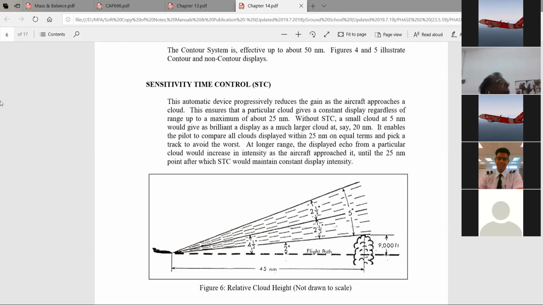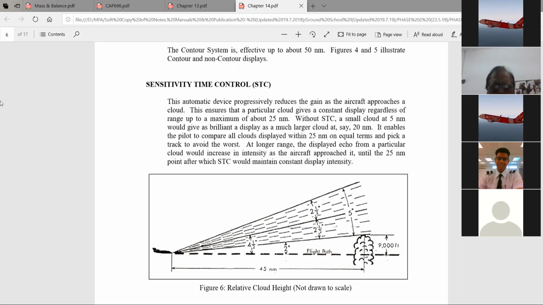Can we discuss this? This is called finding the height of the top of the cloud. What you have to do is, once you pick up a particular weather, you rotate the tilt in such a manner that the top of the cloud touches the lowest part of the beam, as shown on the picture.